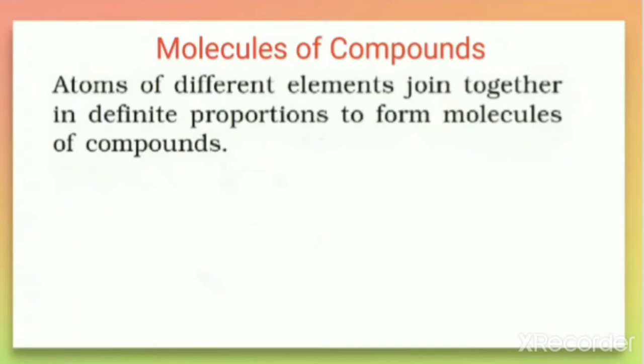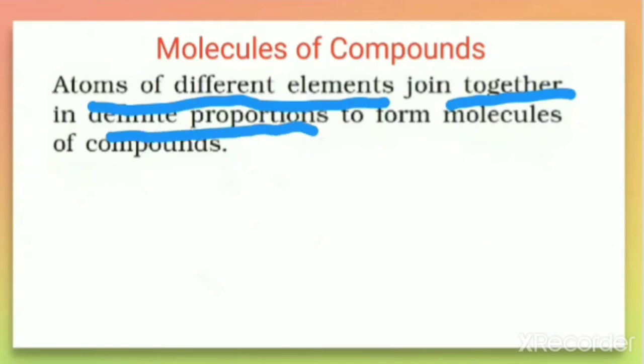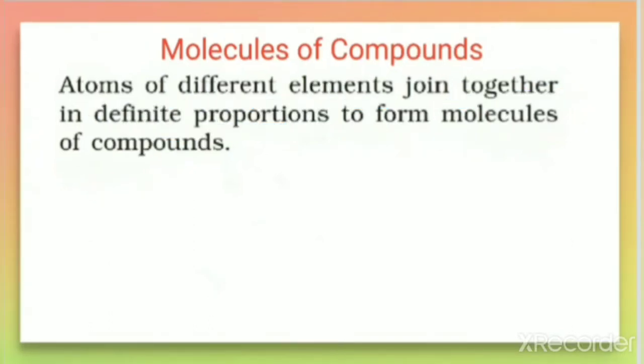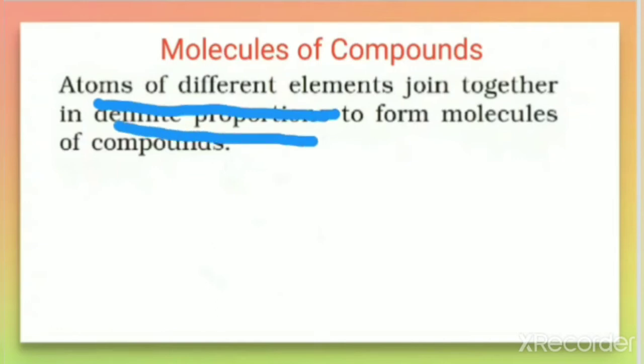Atoms of different elements join together in a definite proportion to form molecules of compounds. Here, atoms of different elements is the most important point, and in a definite proportion. These two are the most important points in this definition. It shows that the atoms of different elements join together in a definite proportion.